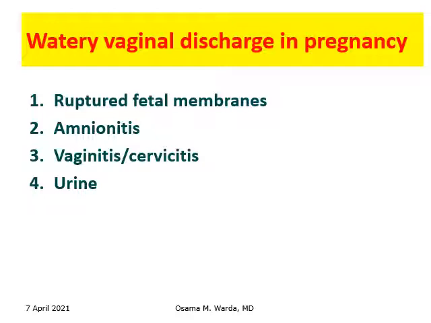Watery vaginal discharge in pregnancy may be due to ruptured fetal membranes. The amniotic fluid here has a characteristic odor and a positive burning test, and with litmus paper it is alkaline, not acidic as the urine. Other causes are amnionitis, vaginitis, or cervicitis, and it may be urine, which has a characteristic odor and its characteristic constituents on lab examination.